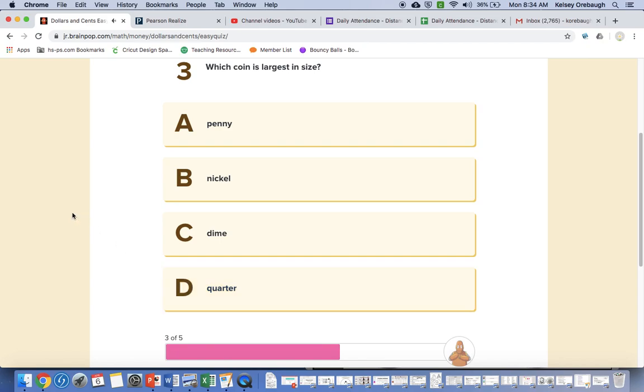Number 3, which coin is largest in size? We have penny, nickel, dime, or quarter as our options. And I think I jumped the gun on that one. The quarter out of these 4 coins is the largest. Penny is pretty small. A nickel is bigger than a penny. A dime is small. A nickel is even bigger than a dime. And the quarter is the largest here.